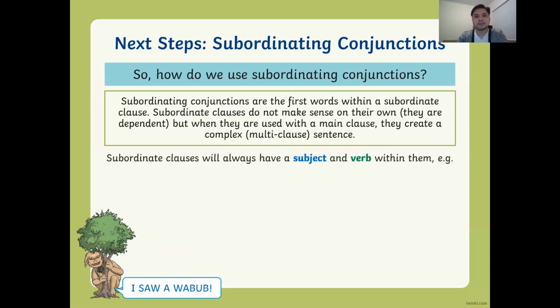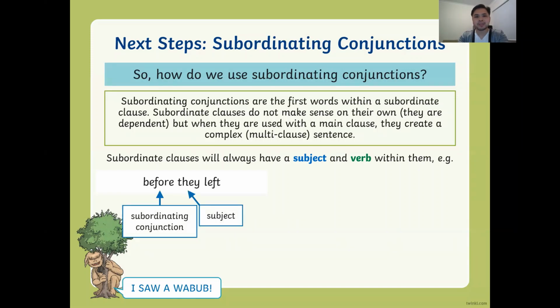Subordinate clauses will always have a subject and a verb within them. For example, before they left. Before is the subordinating conjunction. The subject is they, so it's about them, people. And the verb is left. They left a house or a party, I don't know. All right, let's keep going. This is a subordinate clause.